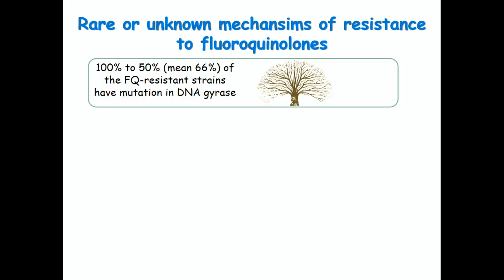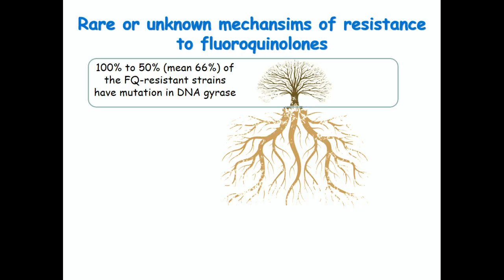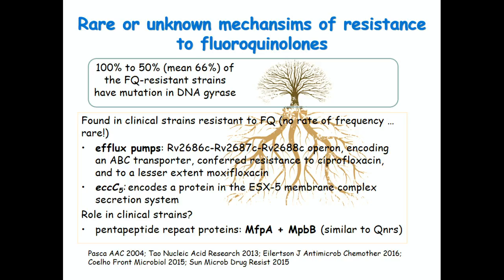And last but not the least, of course, we know what is the most frequent, and we are able to detect the most frequent mutation responsible for fluoroquinolone resistance. But we still don't know what happens below this. And below this, we know that in some clinical strains, efflux pumps exist, and also new mechanisms of resistance involving proteins belonging to the secretion system of MTB. We also know that probably some pentapeptide repeat proteins similar to QNRs should play a role without any evidence in clinical strains. So we have some work to do regarding this.